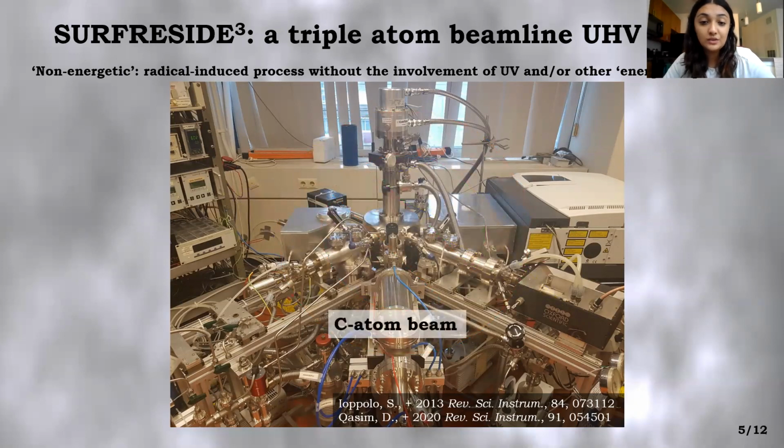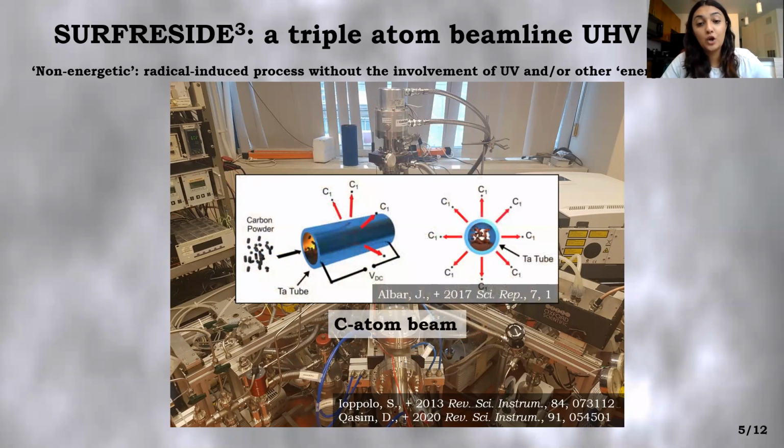So we have a newly installed atomic carbon source, and the way this works is that we have a tantalum tube filled with carbon powder. And so this tube gets heated, and carbon then sublimes and reacts with tantalum to form tantalum carbide. So this essentially breaks apart molecular carbon into atomic carbon, and then the atomic carbon will continue to diffuse through the tantalum and be released into the gas phase.